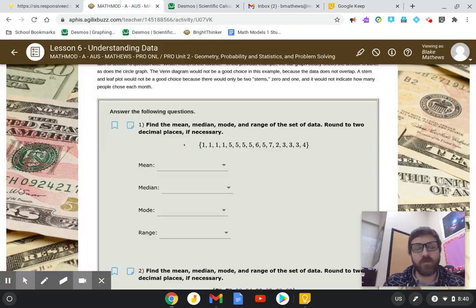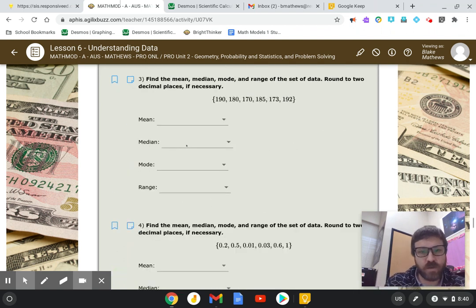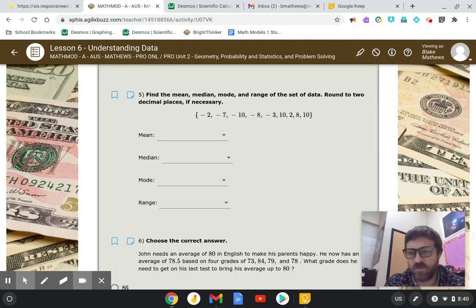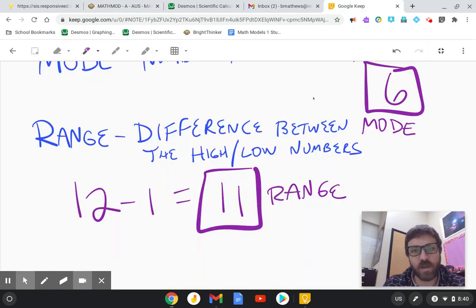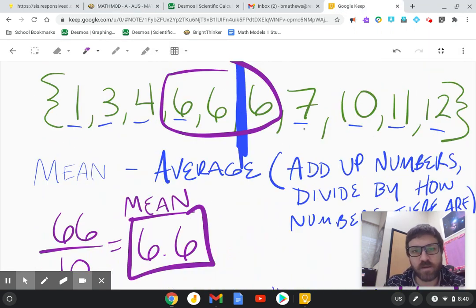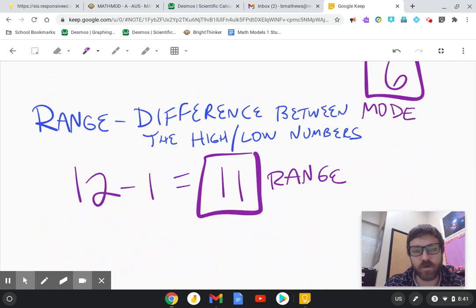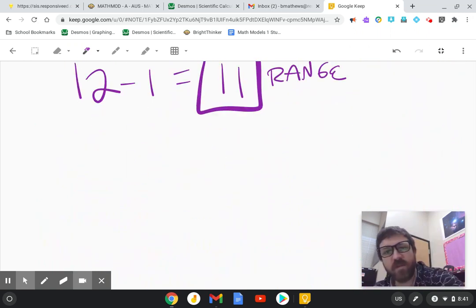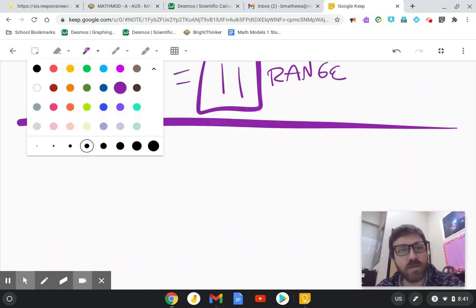So this is what you are doing for the most part here. You are going to do that for numbers 1, 2, 3, 4, and 5. Find each of those values: mean, median, mode, and range. Just use the notes that I've given you here as kind of a help, so you know what to do for each one. So that's kind of the first big concept in this lesson.